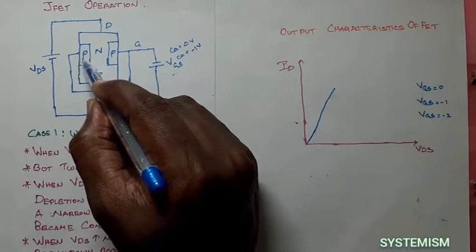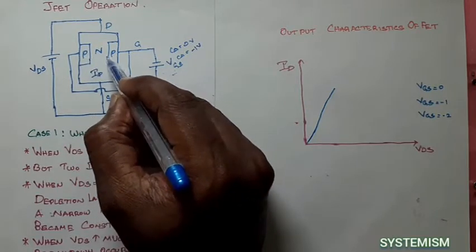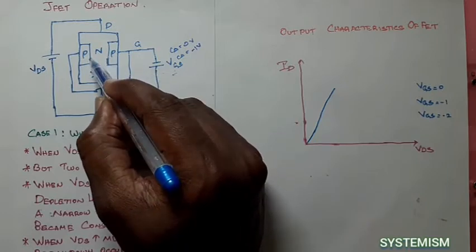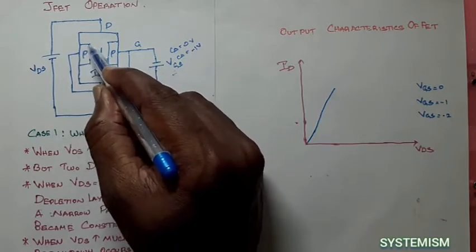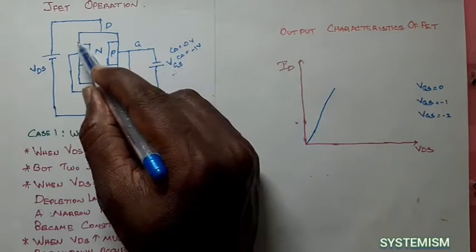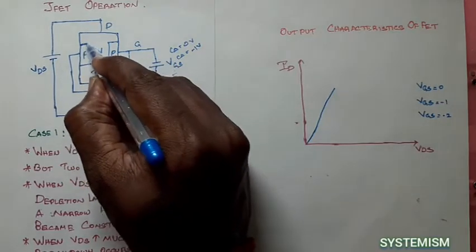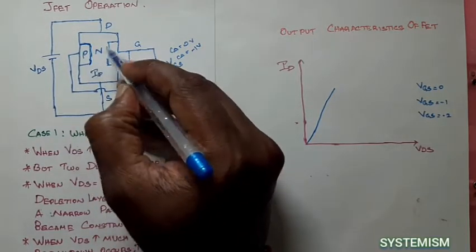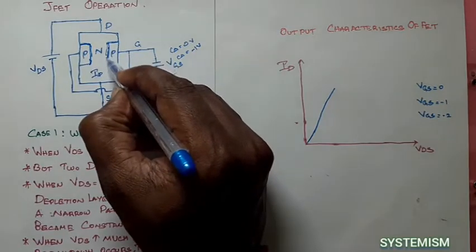Here there is a P and N layer, and here there is again a P and N layer. If there is a PN layer, what will be in between them? There will be a junction, isn't it? There will be a junction at this point. Here also there will be one more junction at this point.